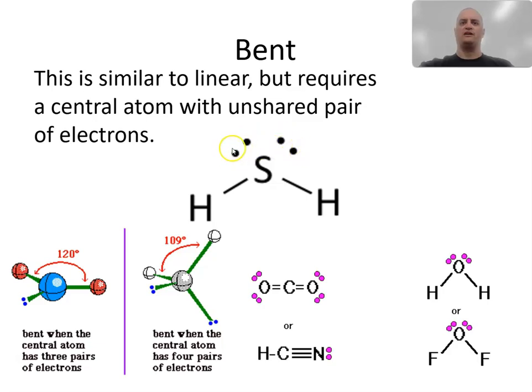If it's bent, this is similar to linear, but this requires a central atom and has unshared pairs of electrons. These get kind of forced downward. So you can see the idea of bent compared to linear, no lone pairs of electrons.